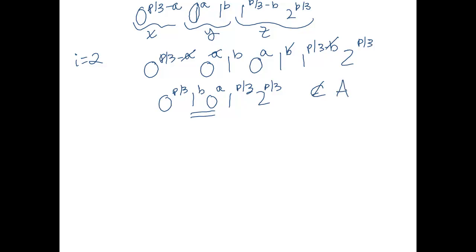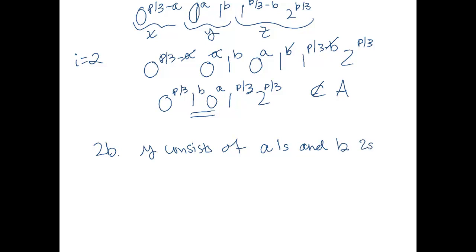All right, case 2b, I'm actually not going to draw it out for you, but what is it? It's y consists of, let's give this actual variable names, a ones and b twos.